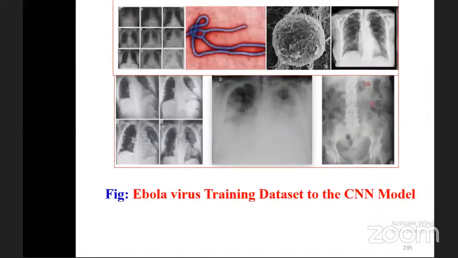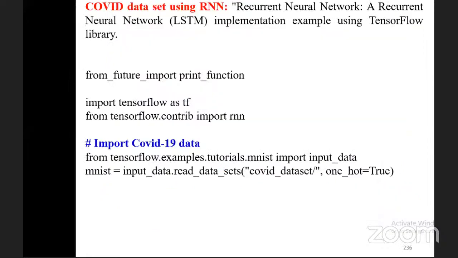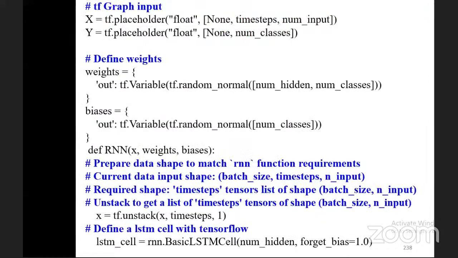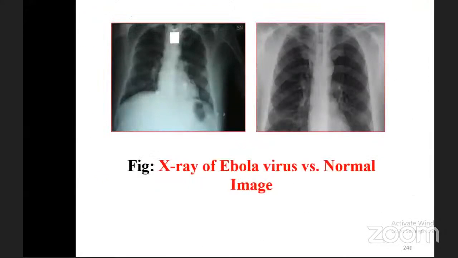These are the training data set. This is the code I have used, training parameters, network parameters, and define weights. This is the code I have executed. Final output, I got it.